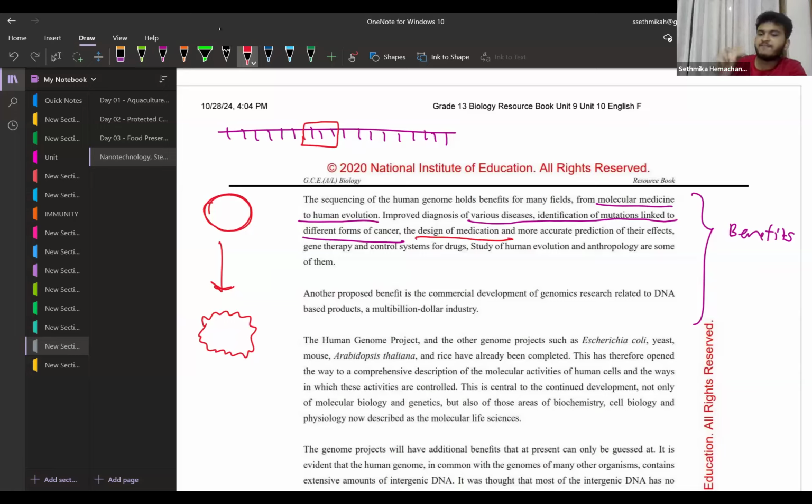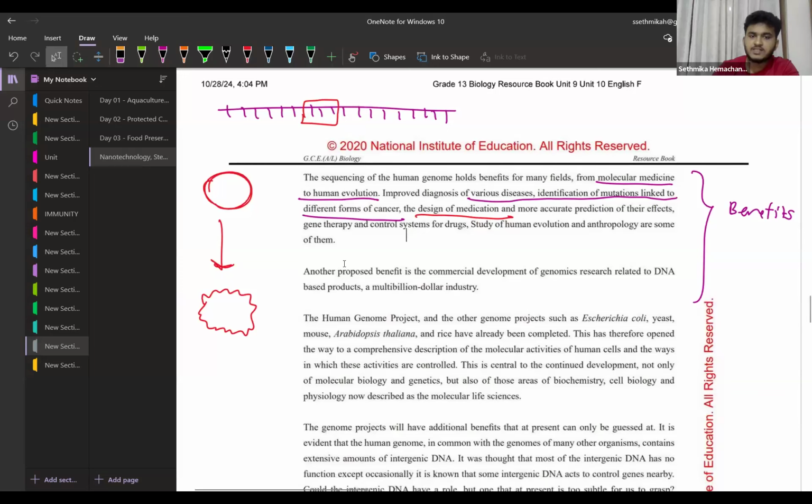So basically, if your genome is sequenced, you can develop medicines according to your own DNA sequence. According to your DNA sequence, medicines are given for you. That is actually called personalized medicine, right? Personalized medicine, where according to your genome sequence, medicines are developed, and more accurate predictions of their effects. Gene therapy is where genes are inserted. That's gene therapy. And control systems of drugs.